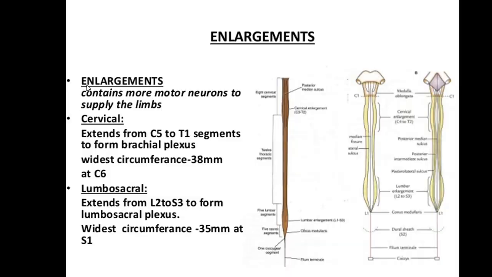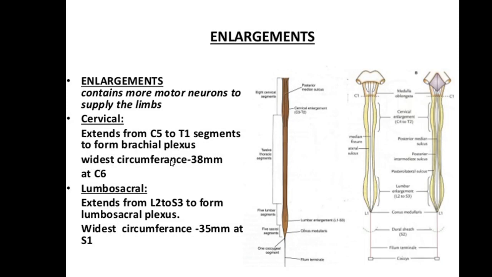Enlargements in the spinal cord. The spinal cord shows two enlargements, and these enlargements are because of the more motor neurons which supply the limbs. The swellings are present at the cervical region, which extends from C5 to T1 segments to form the brachial plexus.